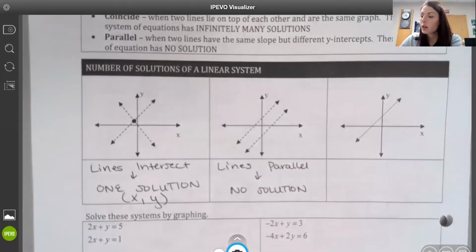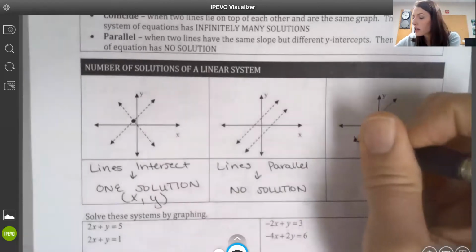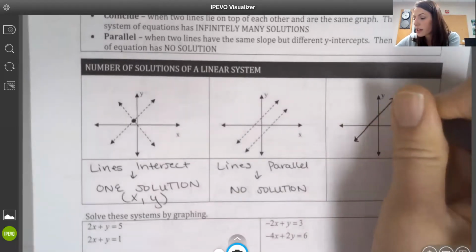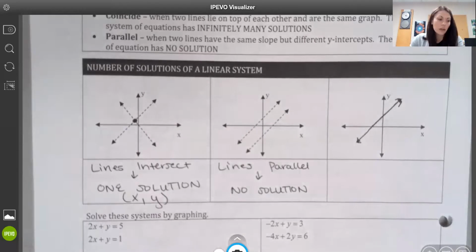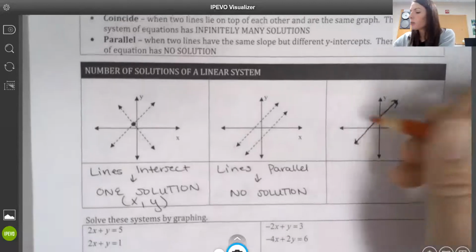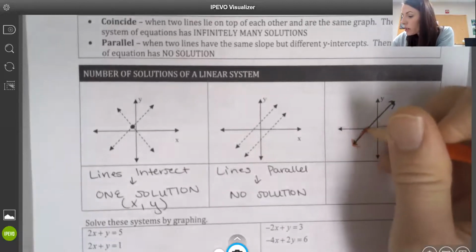Okay. Now the last case is kind of hard to see on the graph. What's happening on the last case is I have a line, and then if I were to graph the same line again, I'm looking for a different color, it would end up being the exact same y-intercept, same slope.